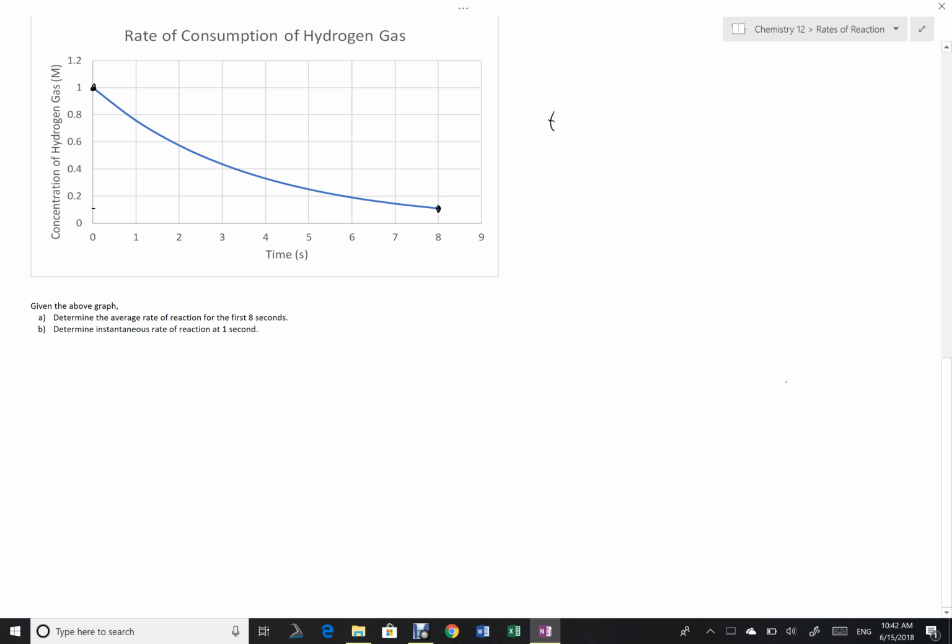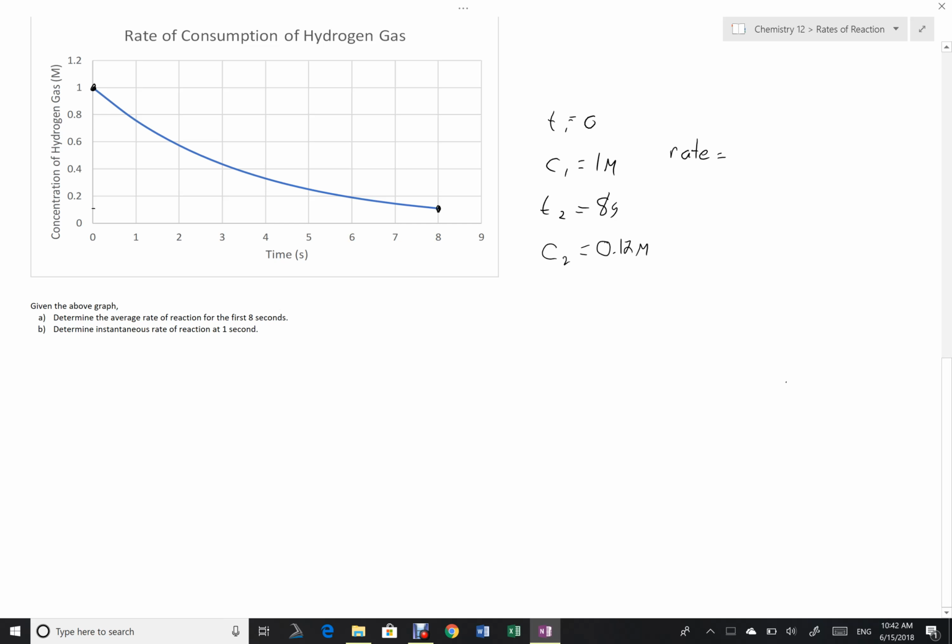So for T1 I have 0 seconds. For C1 I have a concentration of 1 molarity. And at T2 I go all the way to the end of my time period, 8 seconds. And I have a concentration, C2, it's not quite 0.1, it's a little bit above it. I'm going to call it 0.12 molarity. That's a little bit of an estimation, and another place where your solution and my solution might differ slightly.